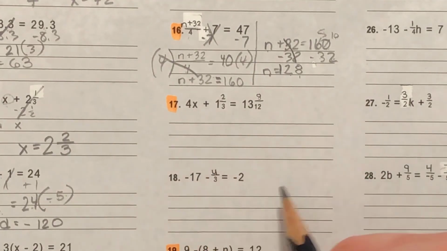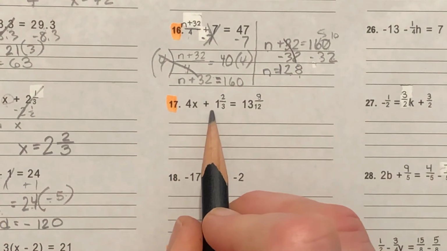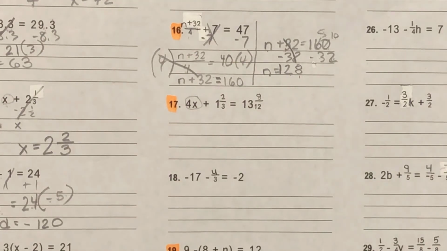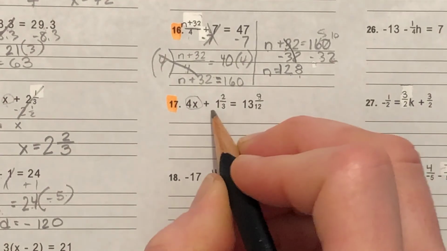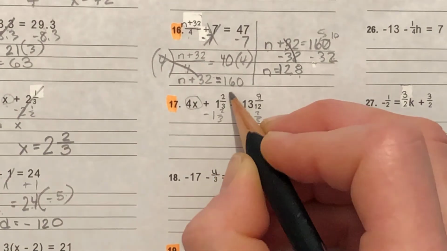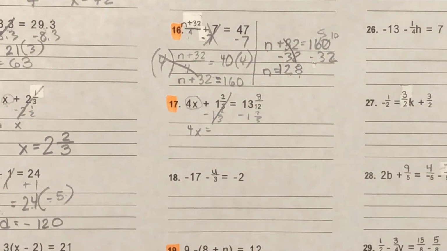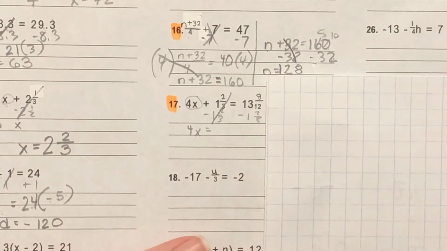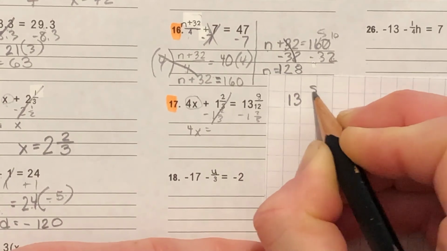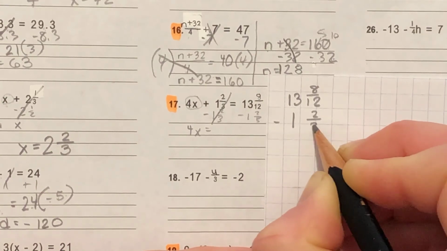17. We get fractions again. 4x plus 1. Okay, so the first thing I need to do is isolate this 4x. So we'll subtract 1 2/3 from both sides. That gives me 4x equals. So I'm going to get my scrap paper. I have 13 8/12 minus 1 and 2/3.